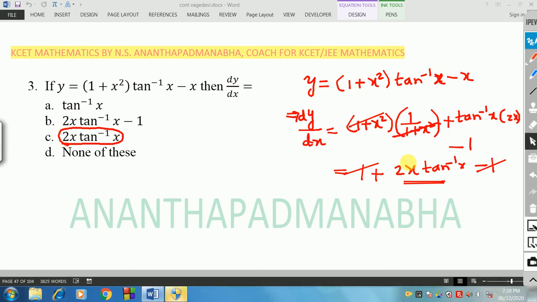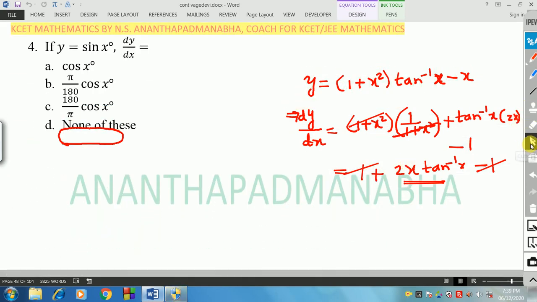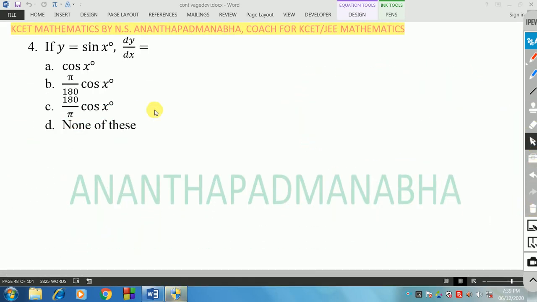So let us look at the fourth question. That is y is equal to sin x degree. Then dy by dx is equal to option A is cos x degree, pi by 180 into cos x degree, 180 by pi into cos x degree, and none of this.